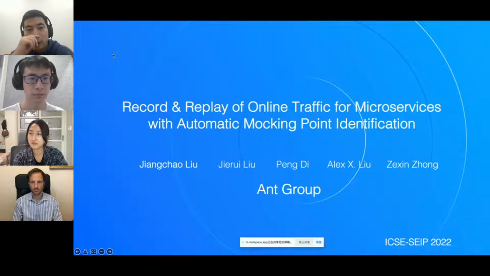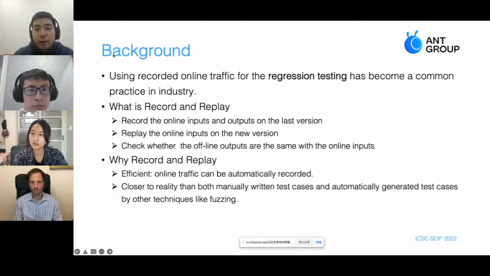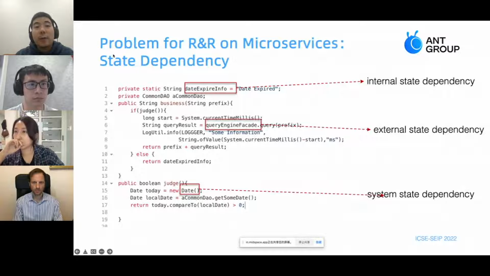So what is record and replay? Record and replay is to record the online traffic and save it as test cases, and then use them for regression testing on the same software. Actually, in our company, it's microservices. But the difficulty is that on microservices, there are many threads, and so it's hard to repeat exactly the same traffic online and offline because of some state dependency.